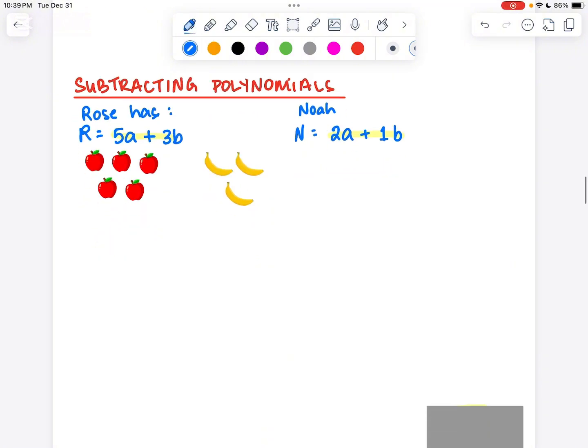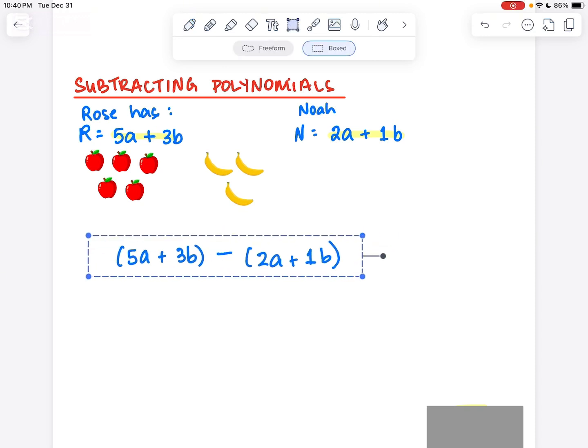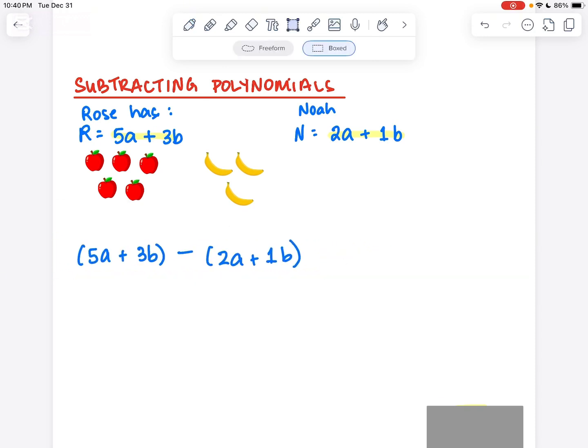So when we want to subtract polynomials, what we could say is, in this situation, here are the 5 apples and 3 bananas that Rose had, and I'm going to subtract what Noah is requesting, what Noah wants to take away. So how do I deal with this when I have subtraction? With addition, it's fairly simple. With subtraction, I do need to go over some stuff with you.